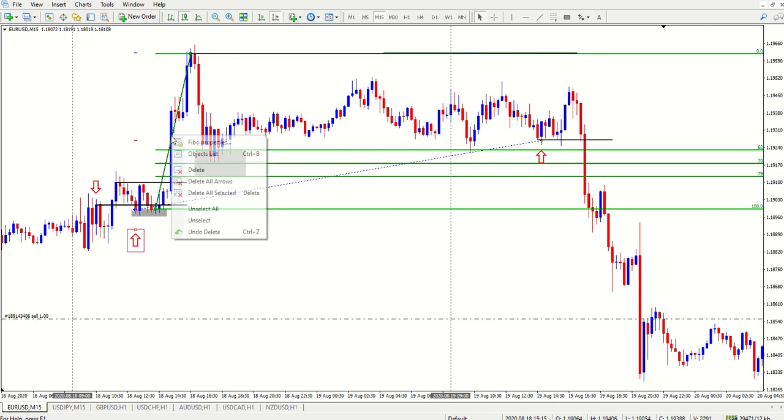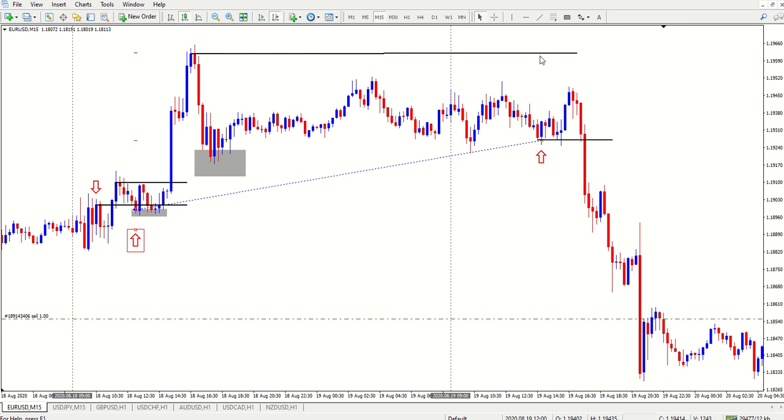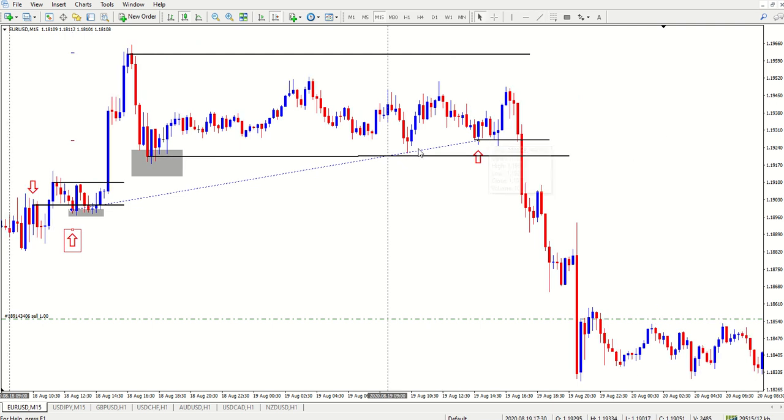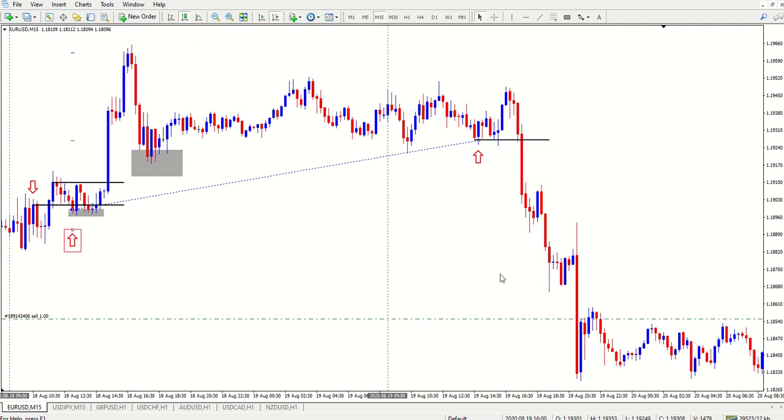And let me just remove the fib so you can have a clearer view. So this recent high here, price failed to break that, and when it failed to break that, I knew that this low here is most probably going to be taken, and that's exactly what happened the following day, right? So I took profit on that. That was my first trade.